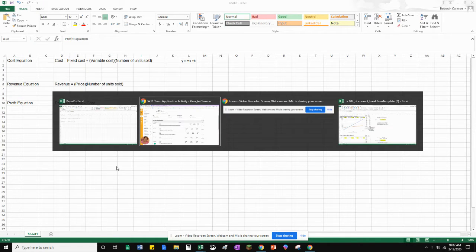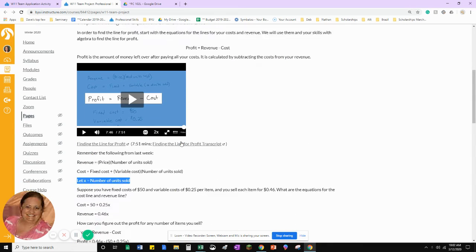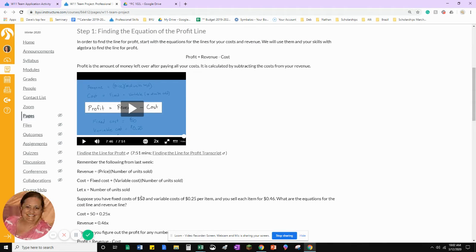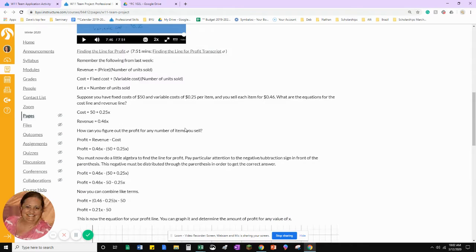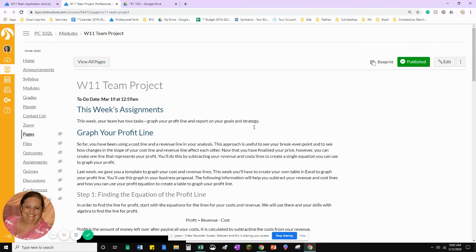And the place that you find this is in this week's team project lesson. On this page, you have the profit equation and the revenue and cost equations. On this page also, they let you know that when you're solving an equation, X will equal the number of units sold. And there are 2 videos about finding the equation of the profit line and about graphing the line in Excel. They are fabulous videos. If you have not seen them, please stop watching my video and go watch those first. They explain how to do what I'm going to show you.